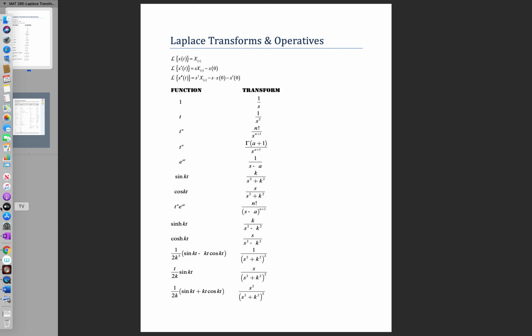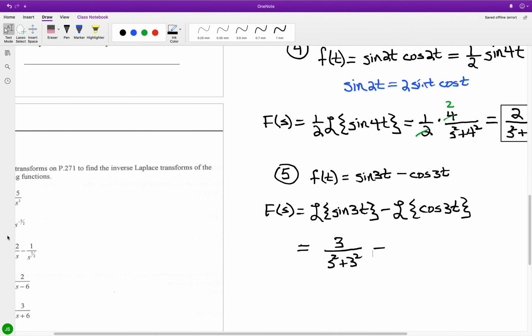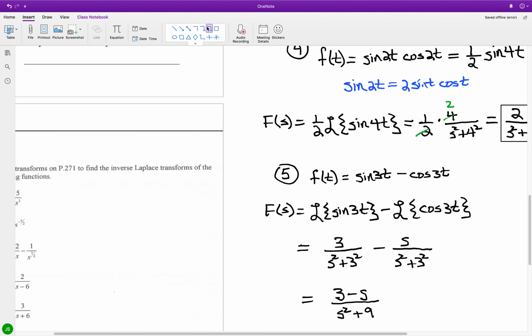So you have minus s all over s squared plus 3 squared, and I can condense into one expression. So I have 3 minus s all over s squared plus 9, and that will be the result in this one.